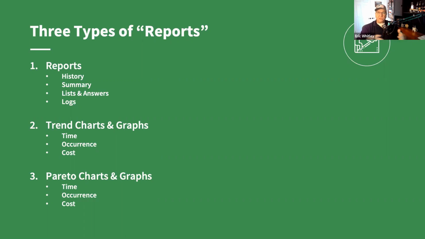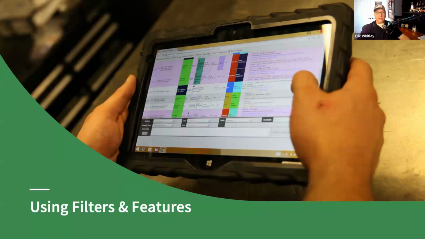We have a bunch of trend charts and trend graphs in there. And the third part is the Pareto analysis, which is another really nice feature in Leading the Lean, if you have ever gotten in there and used it. I'm going to talk about all three of those today. First off, let's talk about filters, and walk through some of the finer things in using those filters.